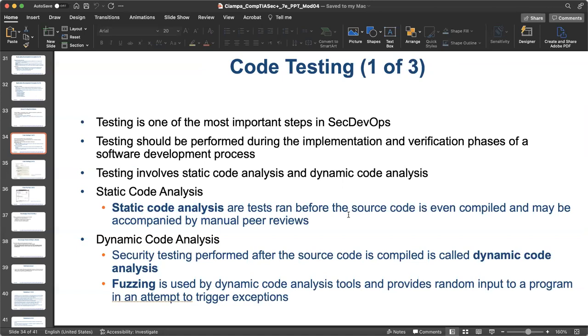So fuzzing is used by dynamic code analysis tools and provides random input to a program in an attempt to trigger an exception. So basically we see the limits of a program, like something like a division by 0, right? Or a calculation that is going to lead to infinity, something that can fuzz the program out, right? And we try to break the program. We try to add information to the program that can actually break it.